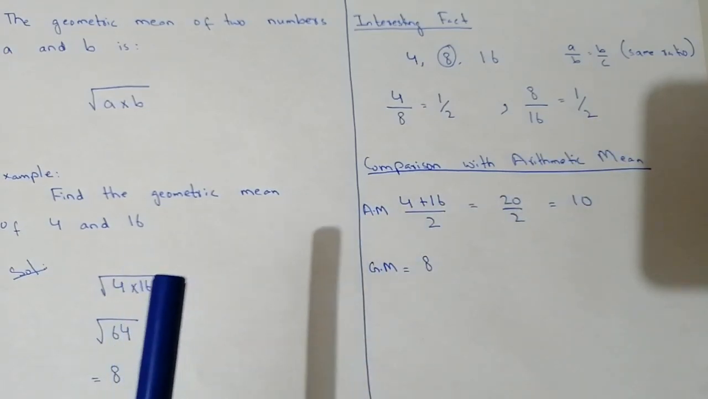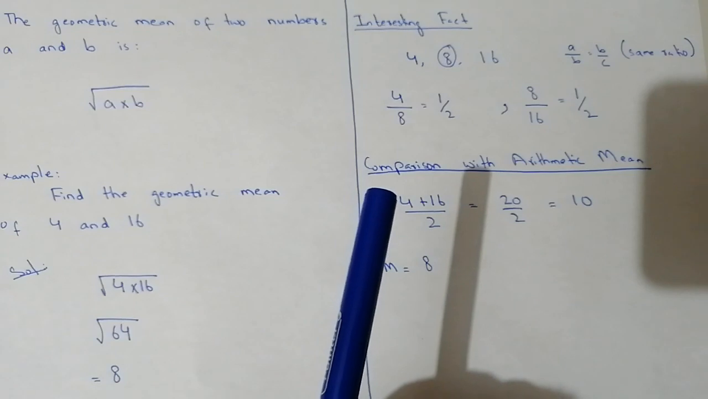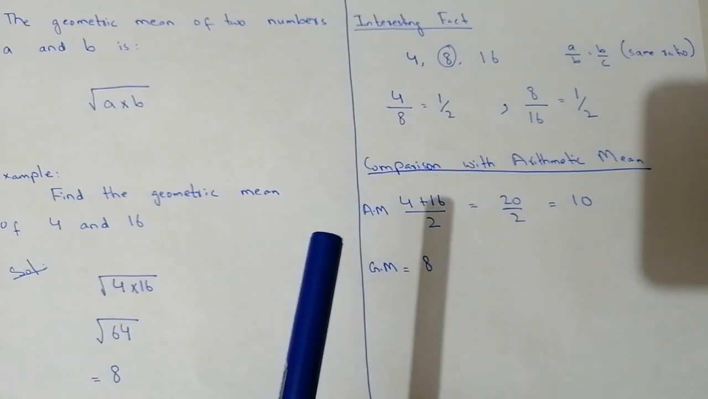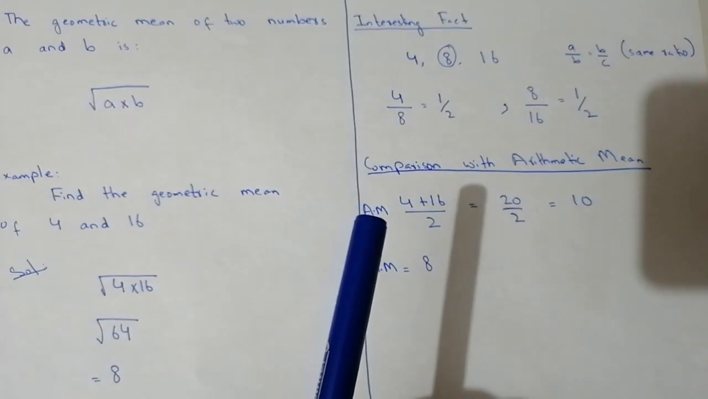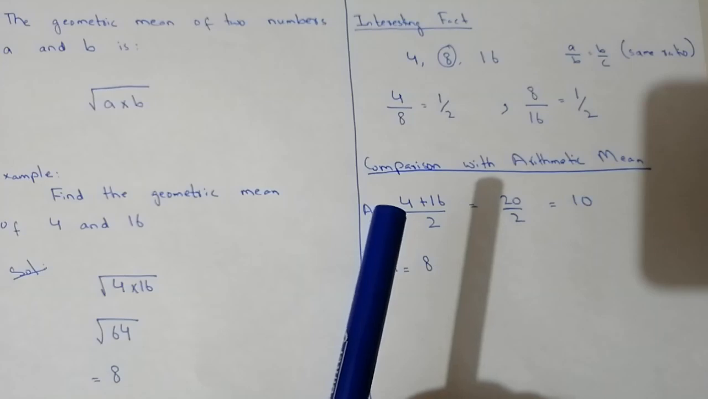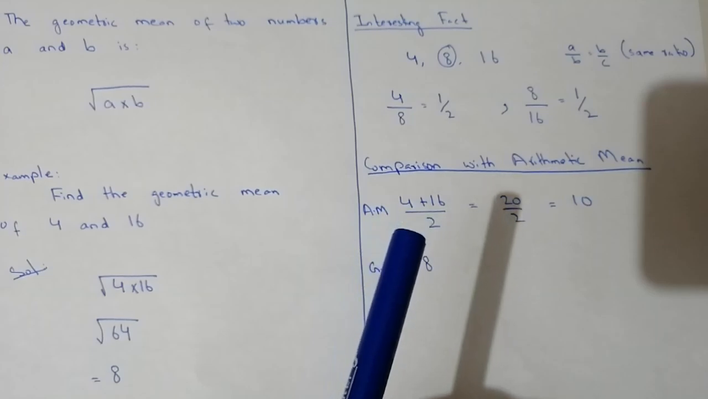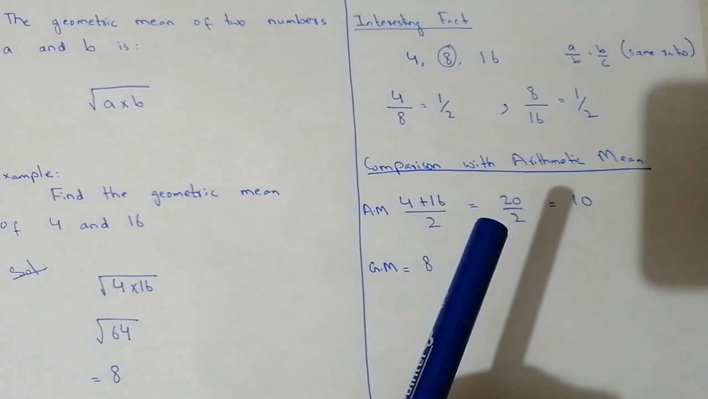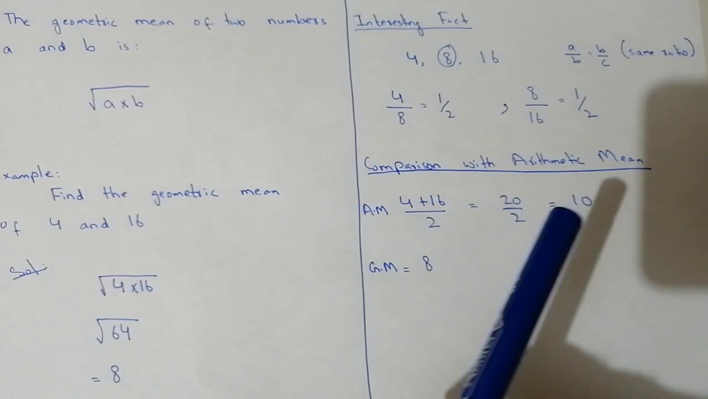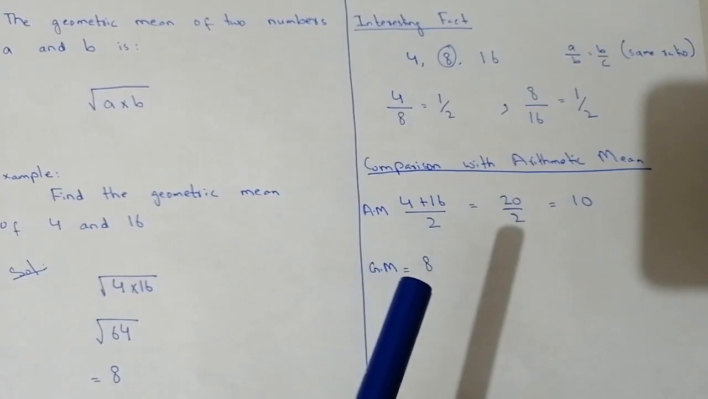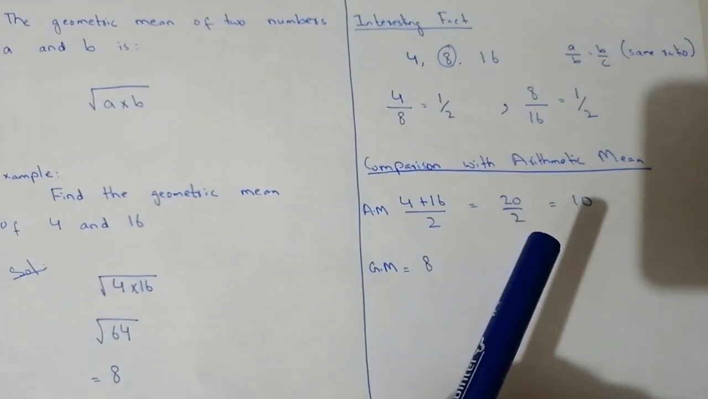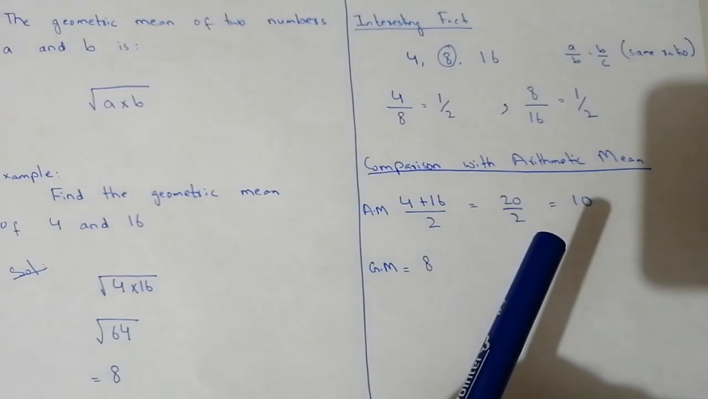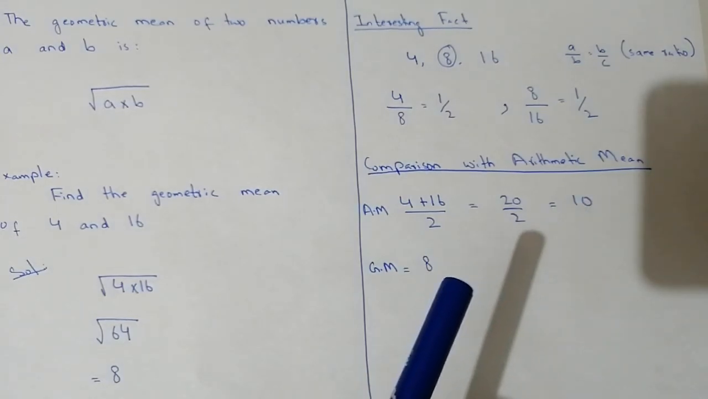Now let's compare it with arithmetic mean. In arithmetic mean, we know that we simply take the mean in a simple way. For example, for these two numbers, 4 plus 16 divided by 2, 20 upon 2, it will be 10. But the geometric mean is 8. So there's a little bit of difference between the answer of the arithmetic mean and the geometric mean.